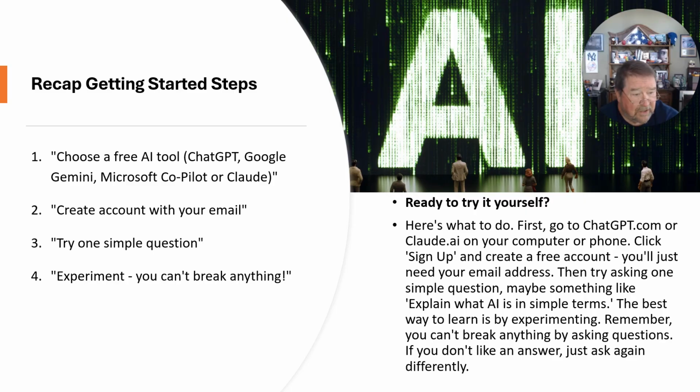Once you go to ChatGPT or whatever one you pick, you click sign up, you create your free account, try asking the question I said here, explain what is AI in simple terms. The best way to learn is by experimenting. You can't break anything by asking questions. If you don't like the answer, ask it again differently. Be more specific. So it's pretty easy to get on, and we have a lot of people here that I talk to. They use ChatGPT instead of Google all the time to get deeper answers.